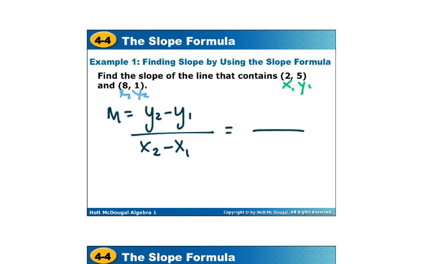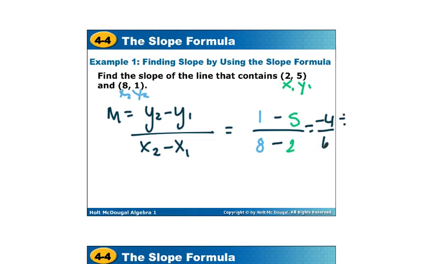So the formula has your division and subtraction going on, but y2 is what I'm going to look for first, so y2 is 1. Then I'm going to subtract y1, and y1 is 5. And then from there I'm going to take x2, and x2 is going to be 8. And from that we're going to subtract x1, which is 2. So as we simplify, 1 minus 5 is going to make negative 4. And 8 minus 2 is going to make 6.